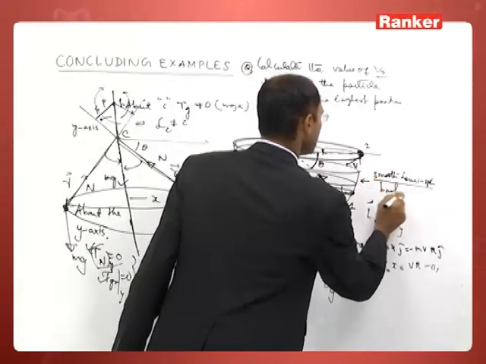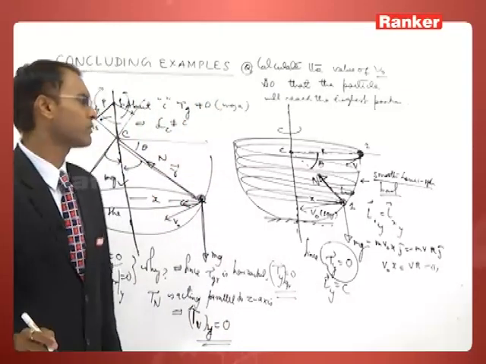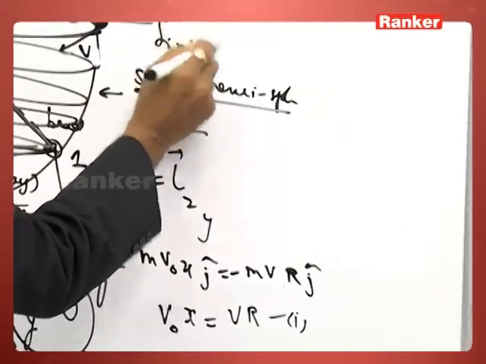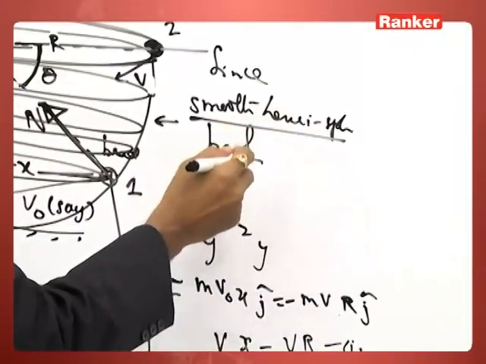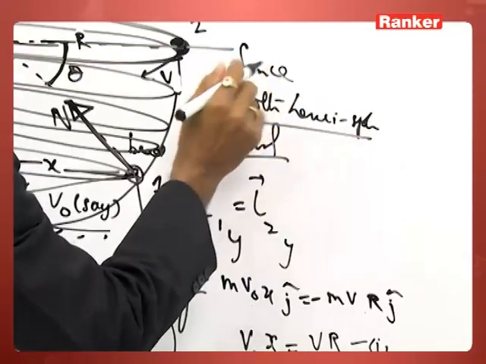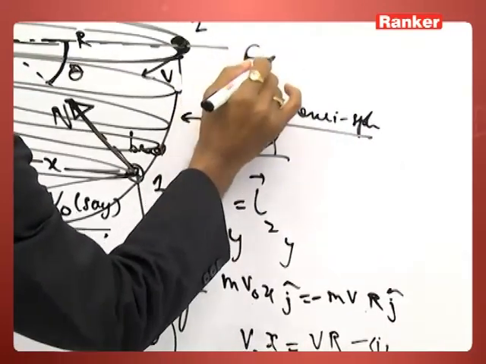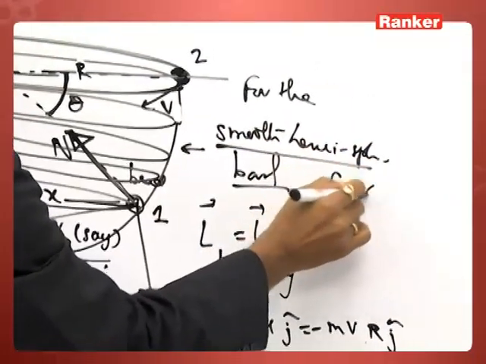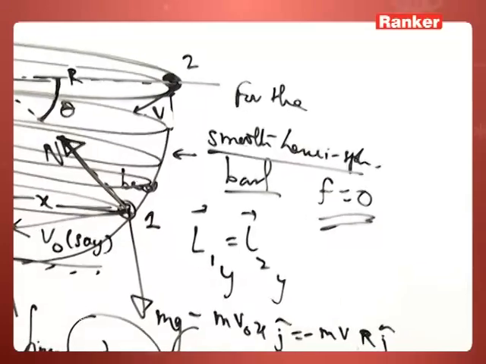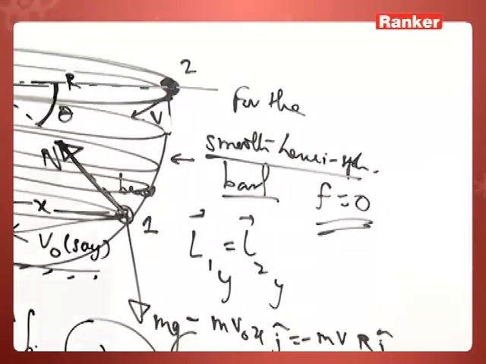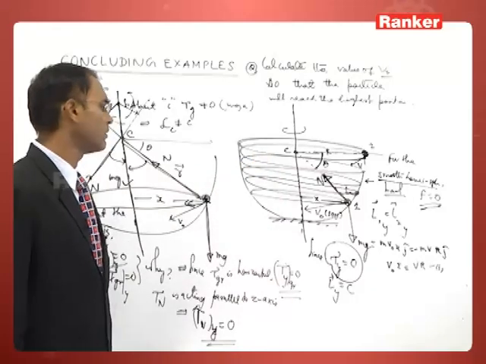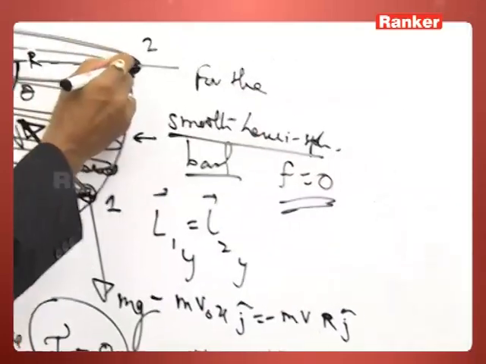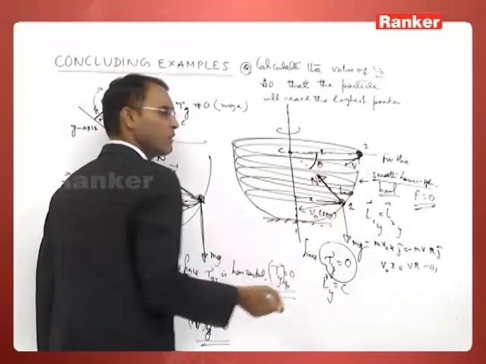Since the hemispherical surface is smooth, the frictional force will be equal to 0. So, there is no non-conservative force. When there is no non-conservative force, we can apply the conservation of mechanical energy. Here mechanical energy can be conserved, or you can apply the work energy theorem also.